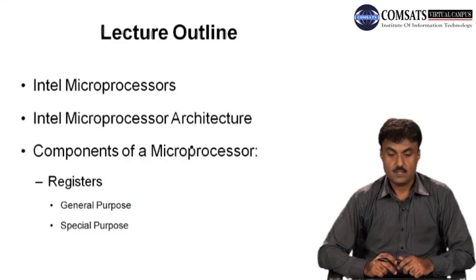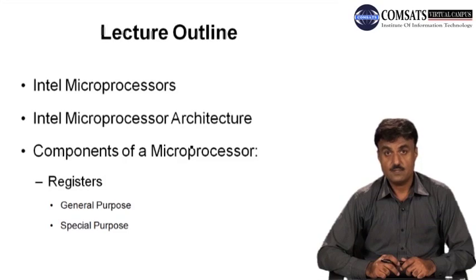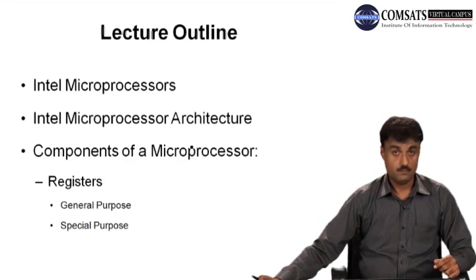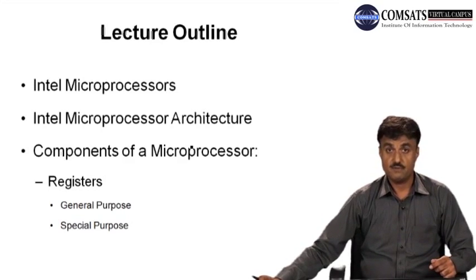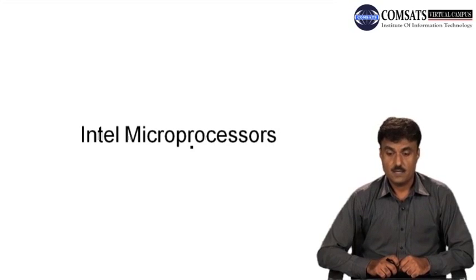In the end we will discuss different components of microprocessors, like registers. Among these we will discuss general purpose registers and special purpose registers. We will consider the registers used in the very earlier architectures and also those used in the new architecture. We will also discuss the purpose of each register, how it works inside the computer, and so on. So first of all, the Intel microprocessors.